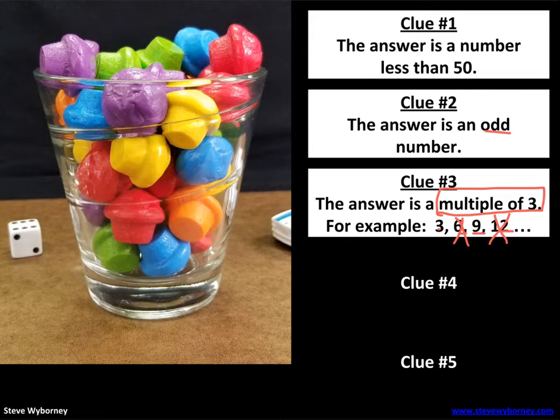It can really take a minute to get through all of the numbers from 1 to 49 and make sure that you've got all of the multiples of 3 and all of the odd numbers. So if you need a second, go ahead and pause the video before you revise your estimate and write it down.